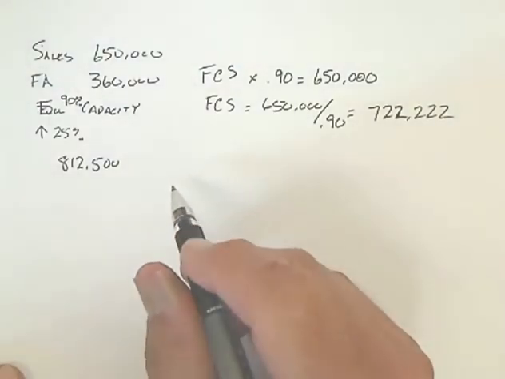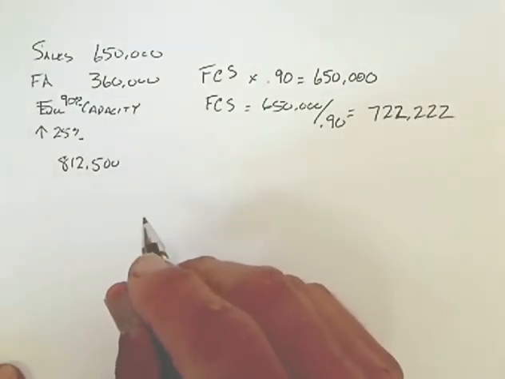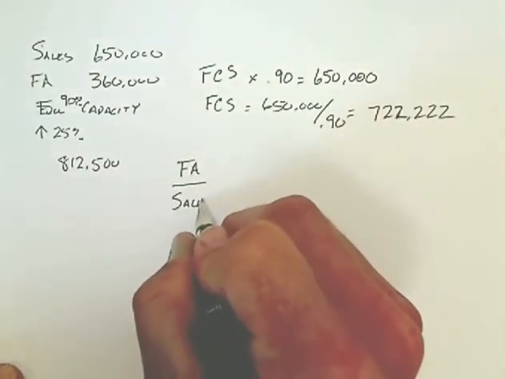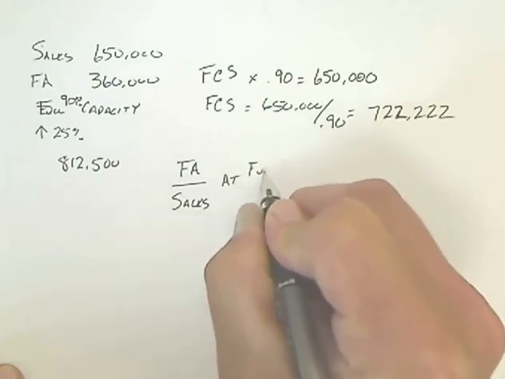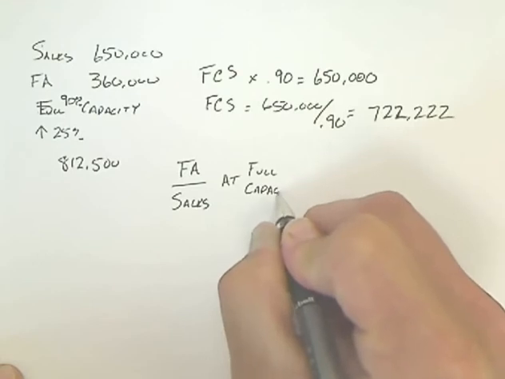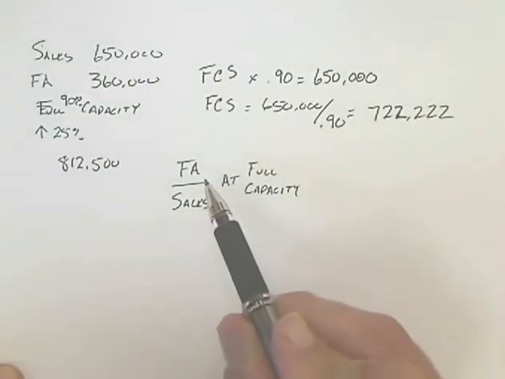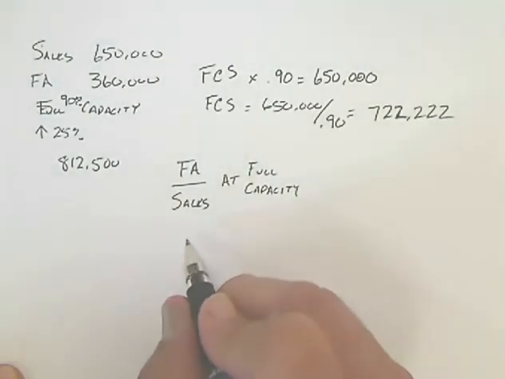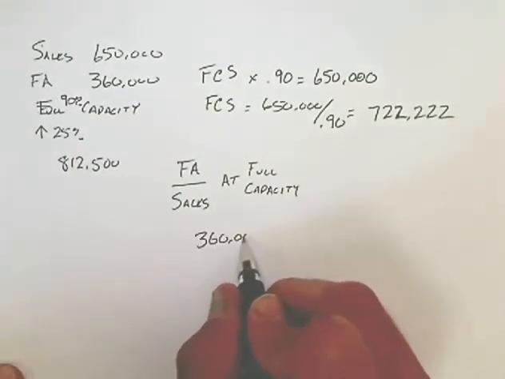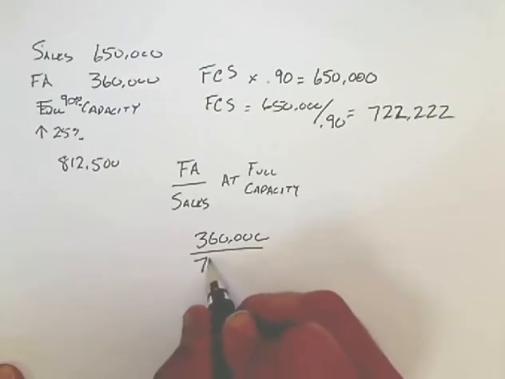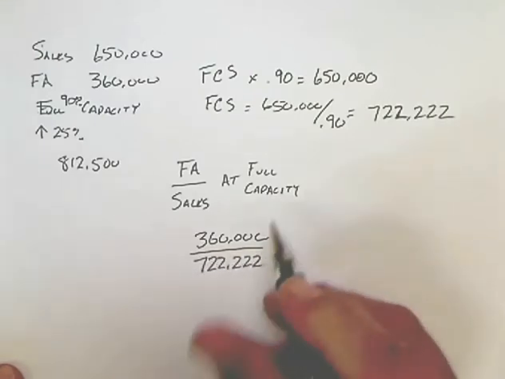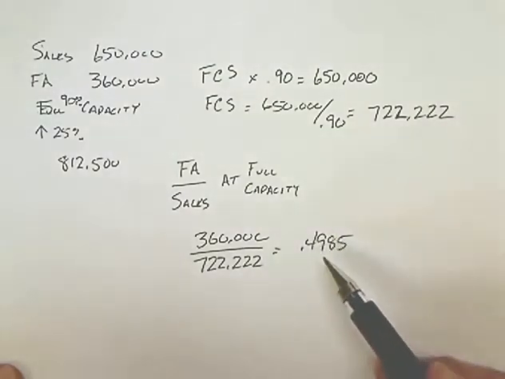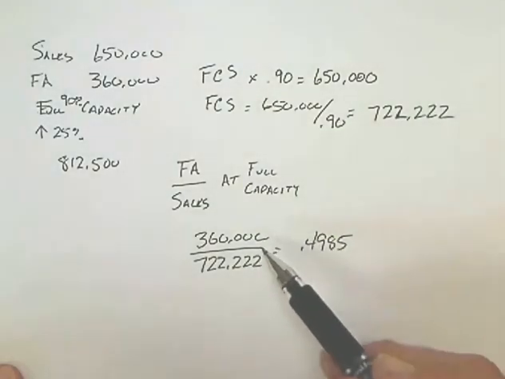We have to calculate the ratio of fixed assets to sales required at full capacity. So fixed assets divided by sales when we're at full capacity. So we need to get a ratio of how much fixed assets we have to have as a percent of sales when we're at full capacity. We know that 360,000 supports sales of 722,222. That'll give us a ratio of 0.4985. So we need about 50%, 0.4985 of whatever our sales are in fixed assets.